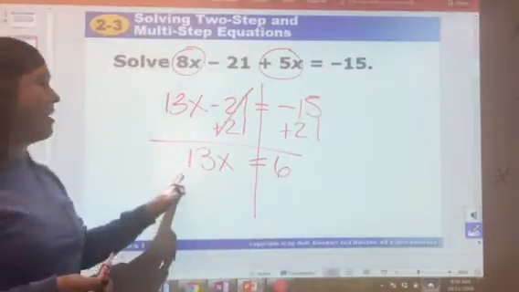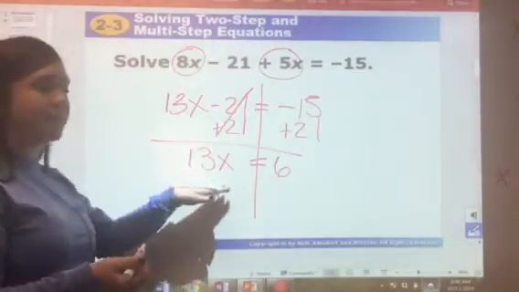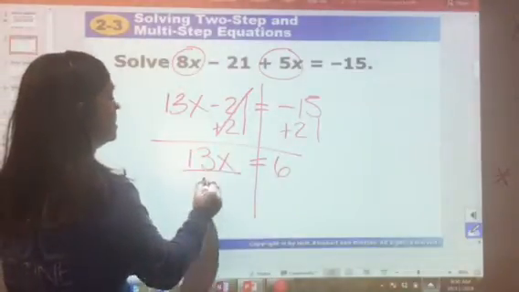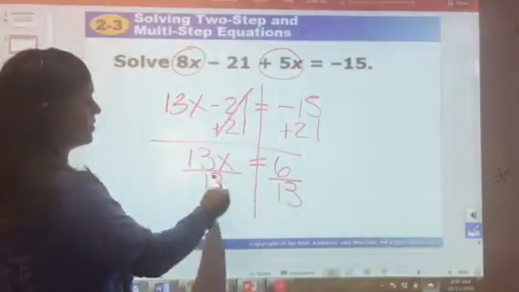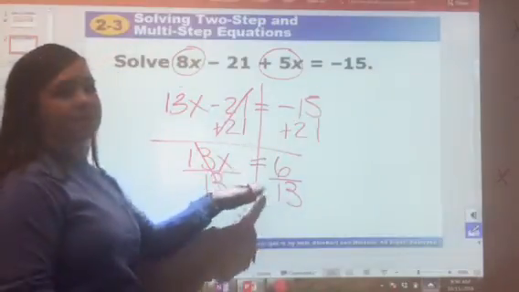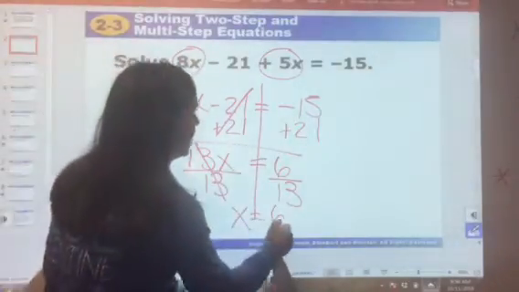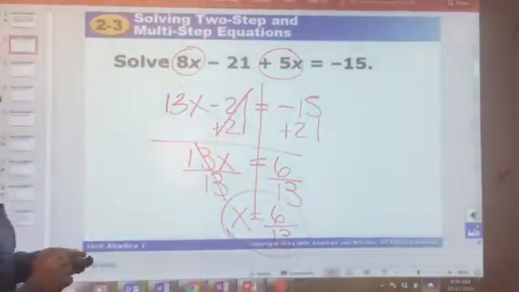All right, so now I have one more step. I have 13. This 13 is being multiplied to x. So how do I get rid of my multiplication? I'm going to divide each side by 13. So 13 divided by 13, that's just a 1. So my x is going to equal 6 over 13, and I can just leave it as this fraction. So this would be my answer.